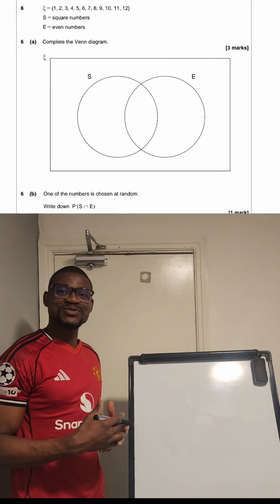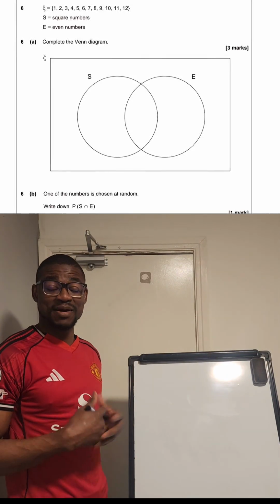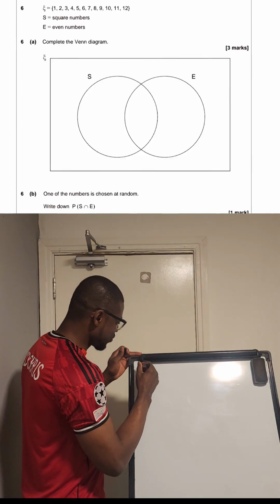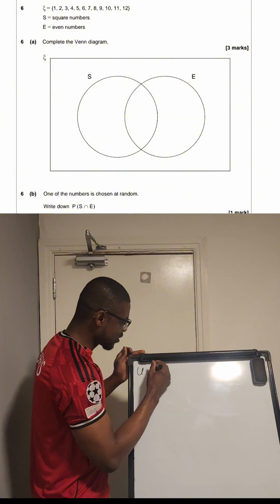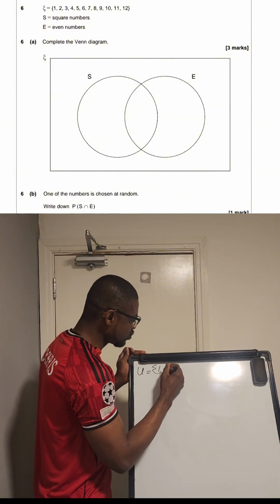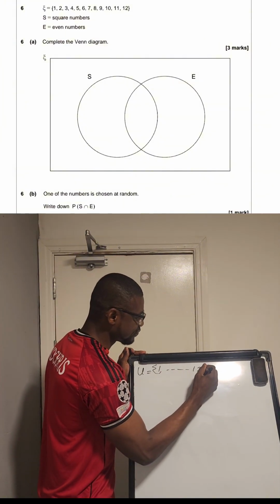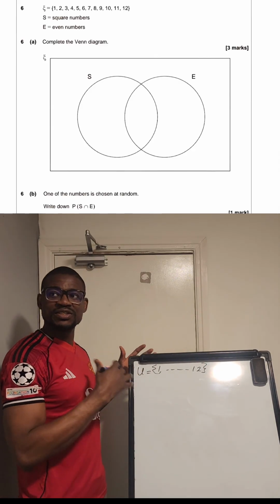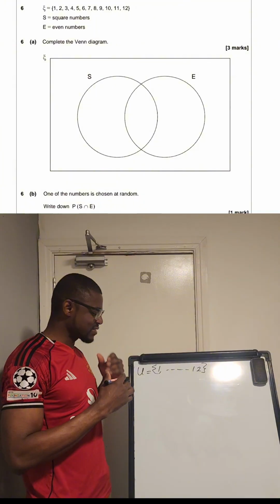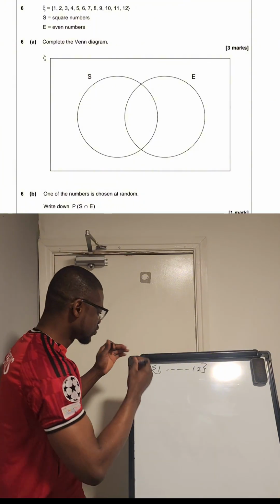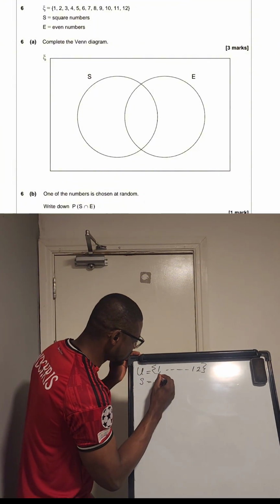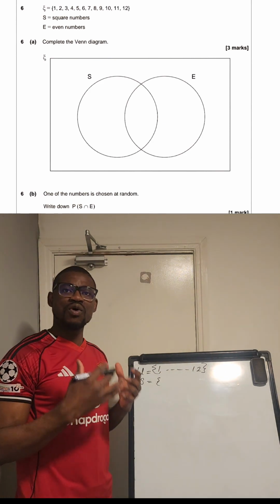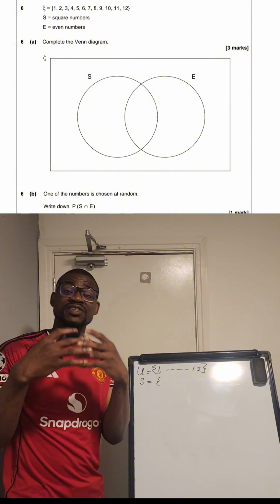Now, let me show you how to solve this GCSE math question. It's interesting, right? You have been given a universal set U with the numbers 1 to 12. And then you were told that set S contains perfect squares. From 1 to 12, what are the perfect squares? We need to understand what a perfect square is.